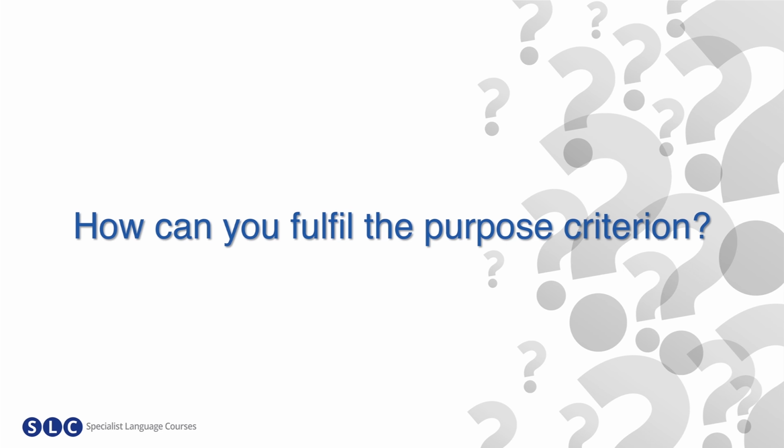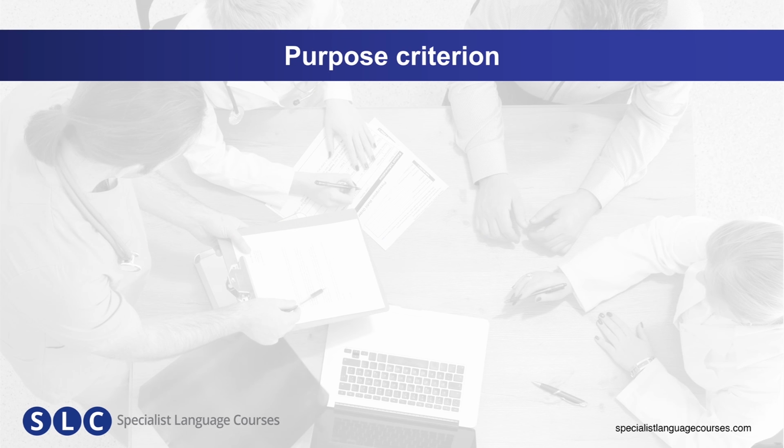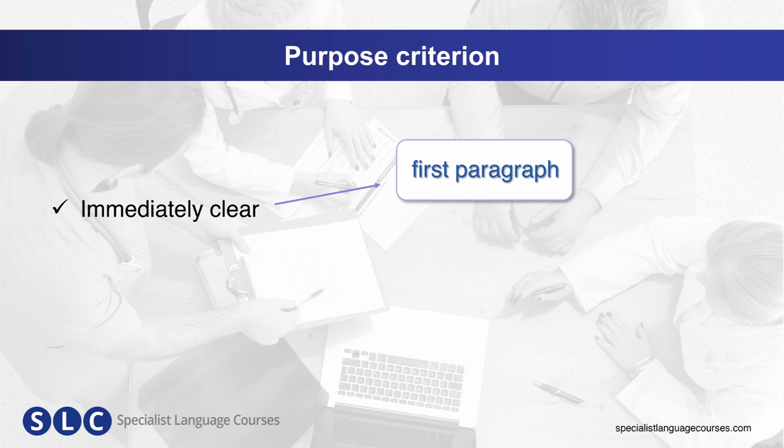So how can you fulfill the purpose criterion in the OET exam? To fulfill the OET criterion for this area, the purpose must be immediately clear and easily identified. Healthcare professionals typically have limited time, so they need to be able to find the important information quickly. So what does this mean for you? It means you should write the purpose in the first paragraph.